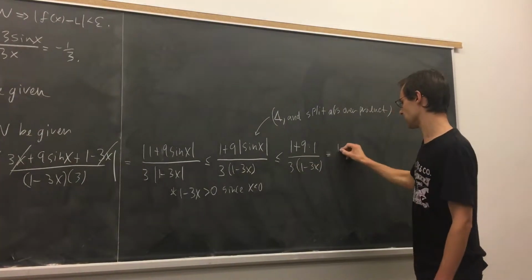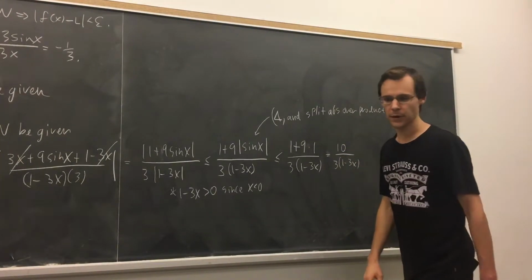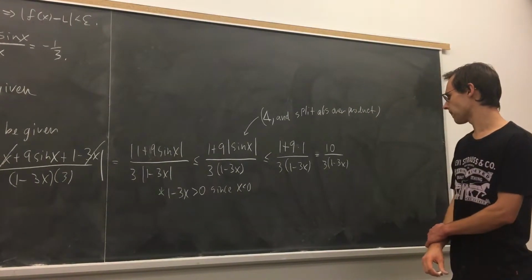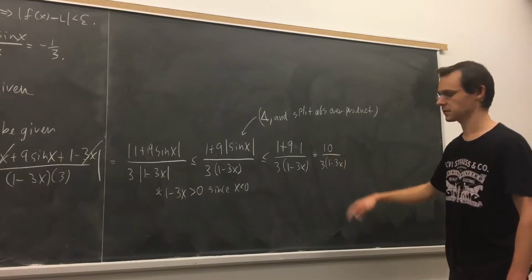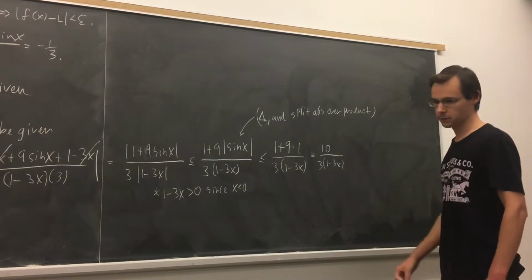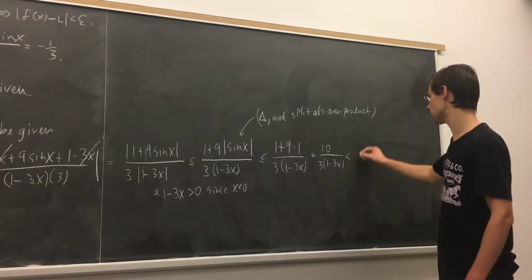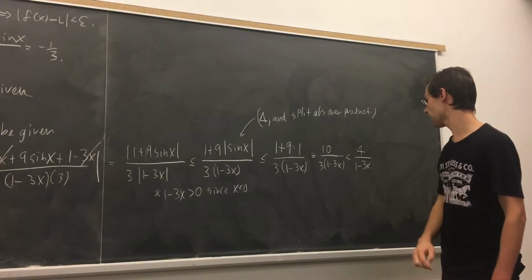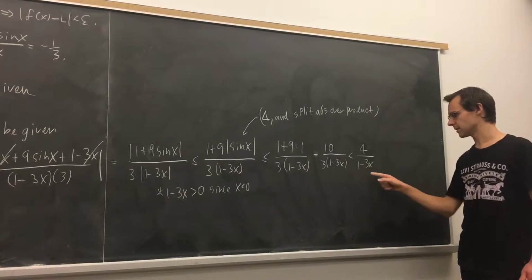Which, by the way, is just equal to 10 over 3, 1 minus 3x, okay? Now we're ready to simplify a little bit. We can remove the 10 over 3, okay? 10 over 3 is just 3.3, all right? We can just replace that with a 4 in the numerator. Like, why not, right? Why have a 10 over 3 if you can have just a simple 4, okay? Over 1 minus 3x. And now, we need to deal with this.